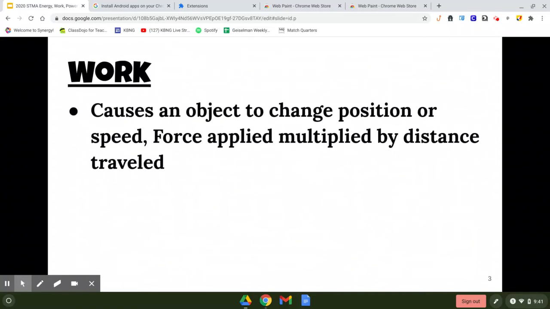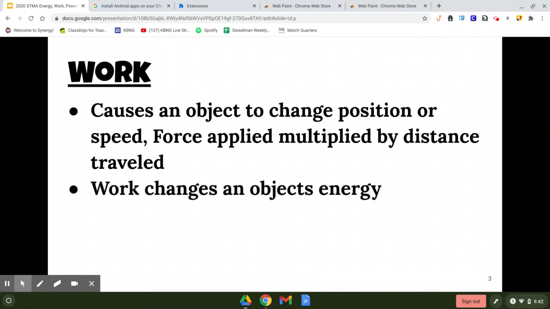So, what is work? Work causes an object to change its position or speed, and it's a force applied multiplied by the distance it's traveled. So, work is really the force applied, how strong that force is applied to an object, over how long that force was acting on that object. One of the cool things about work is work changes an object's energy. So it can make an object's energy go up, it can make an object's energy go down. And then we can really start to see some changes in how that object is moving or what it's doing.